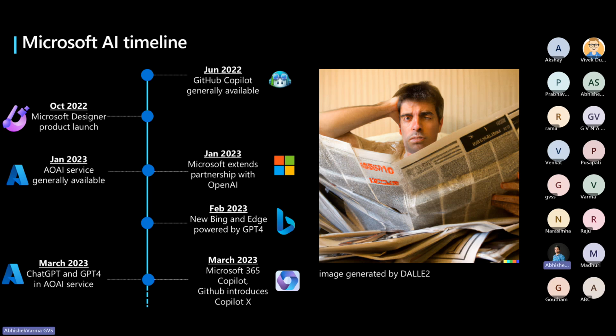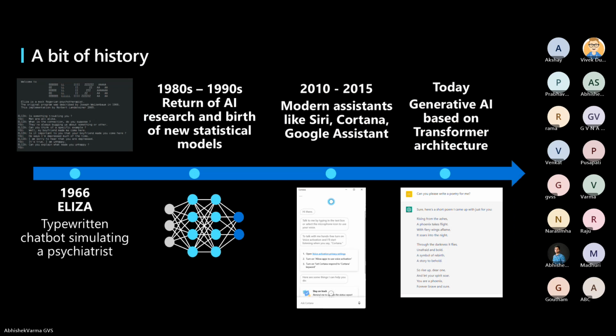See in Microsoft Designer, AI services, and going to the basics of AI in the 1980s and 90s. 1966, Eliza, a typewritten chatbot simulating a psychiatrist. Return of AI research and the birth of new statistical models. Modern assistants like Siri, Google Assistant, etc. Today, generative AI based on transformer architecture.